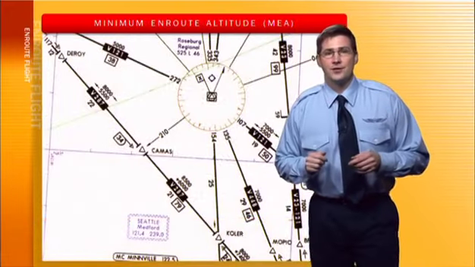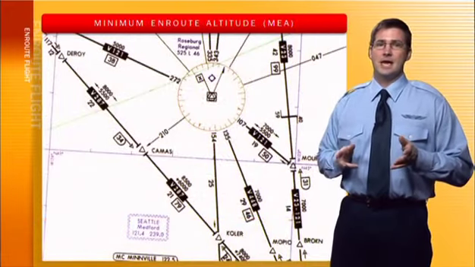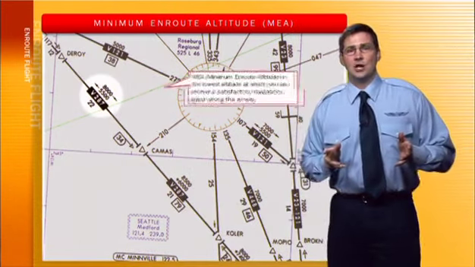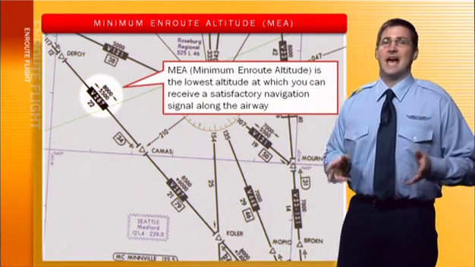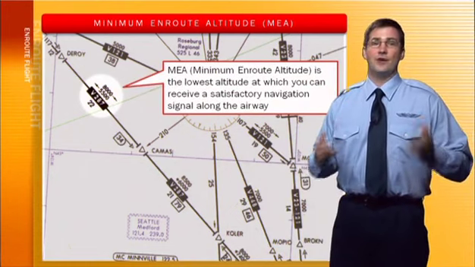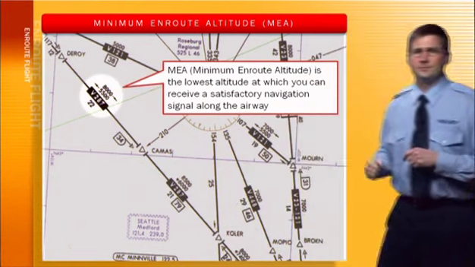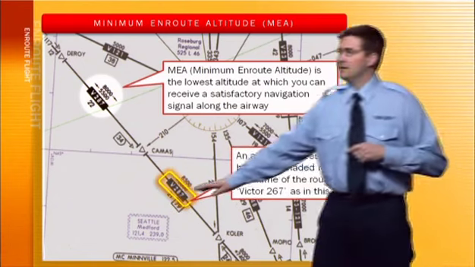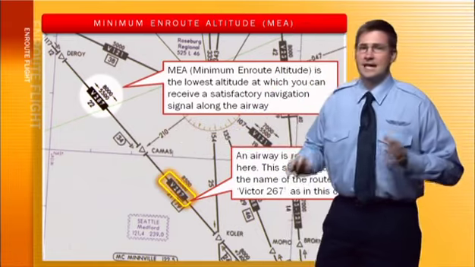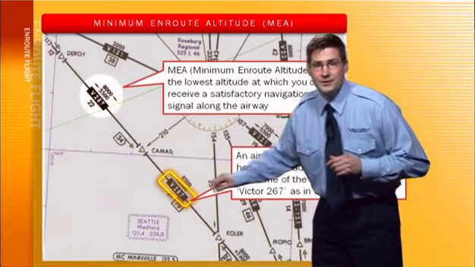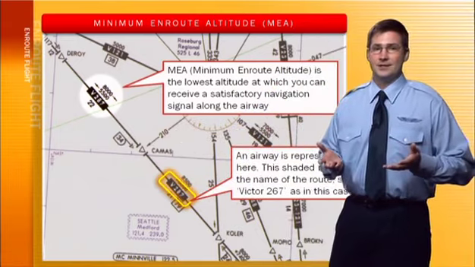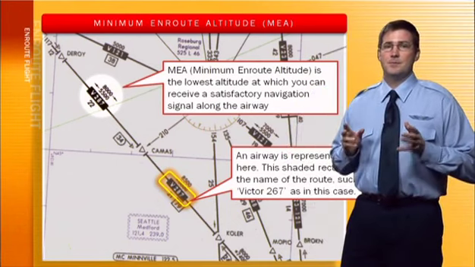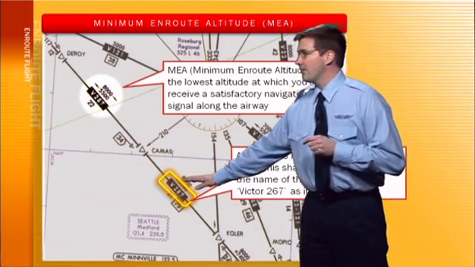Let's focus on the first of our minimum altitudes, the MEA, or the minimum en route altitude. Now, the MEA is the lowest en route altitude to receive a satisfactory signal along airways called Victor Airways in our system. An airway is represented by this line that you see right here. This shaded rectangle contains the name of the route, such as Victor 267 or Victor 480. Now, above the rectangular shaded box is the flight segment minimum en route altitude. You can see that right here.